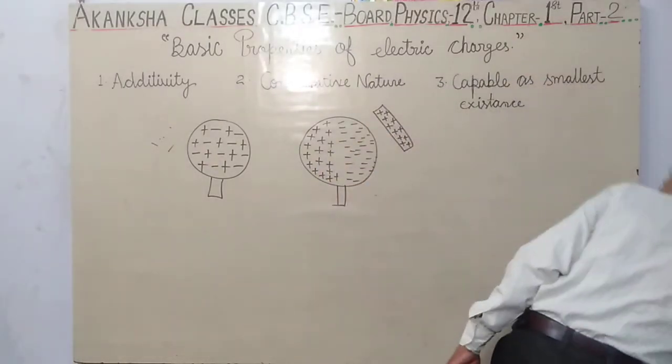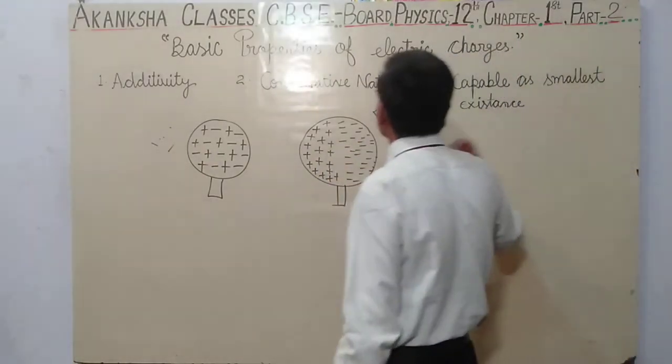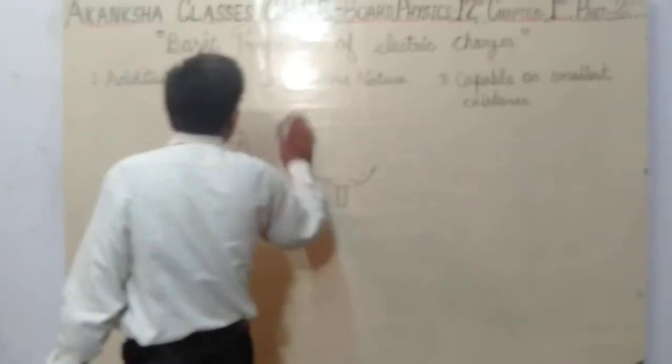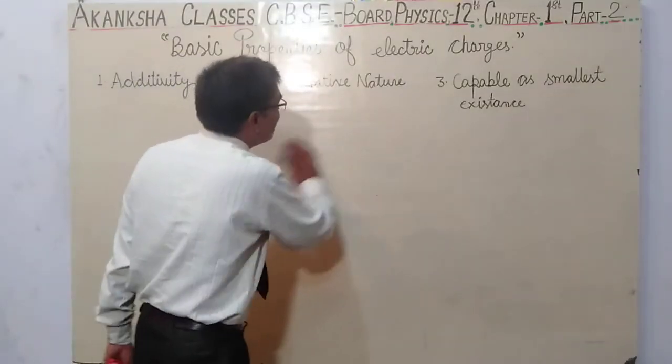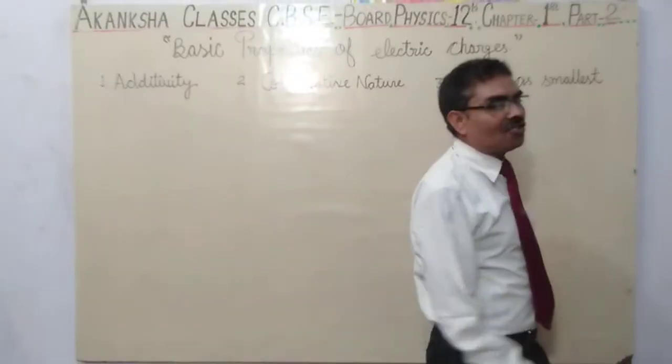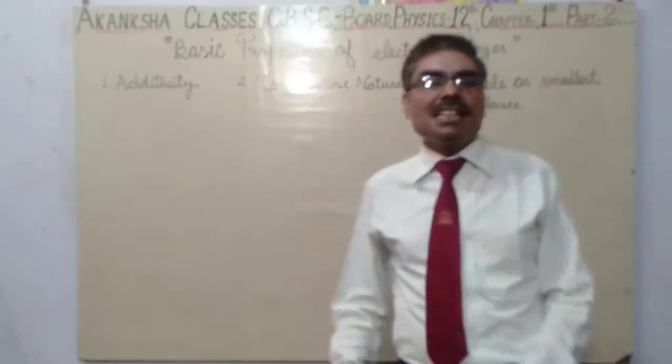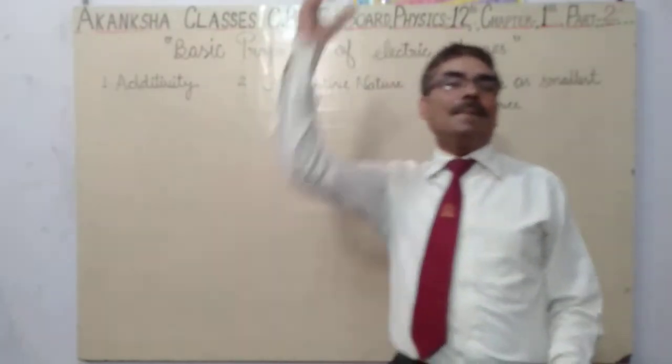Now next property, quantization at smallest distance. What we want to say, students, is that no smaller particle than the electron can exist in its free state having charge.